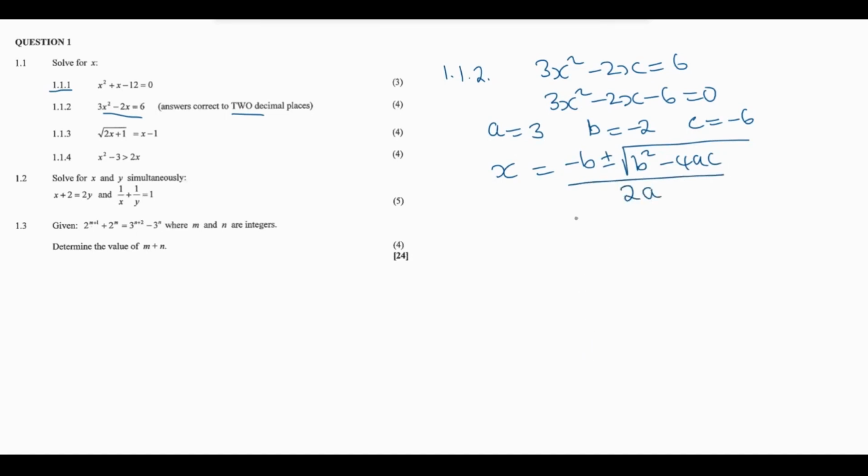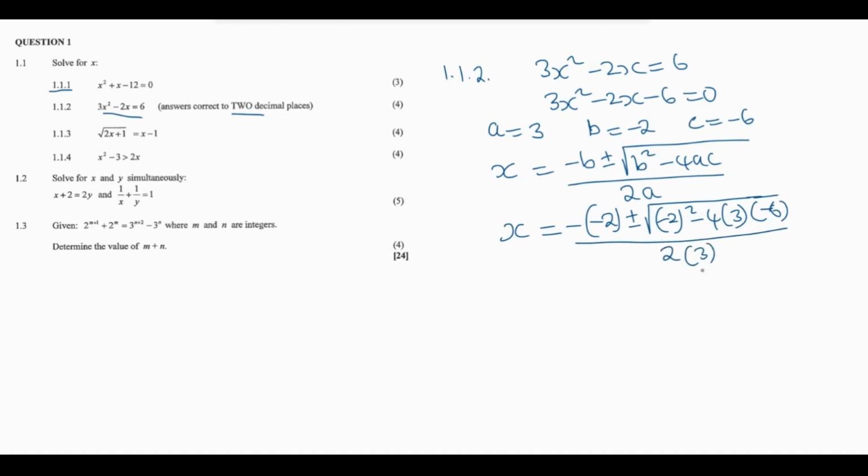Right, and then what do we do? Substitute. x is equal to negative, our b is negative 2, so it's negative negative 2, plus or minus the square root of b squared, negative 2 squared, minus 4, then our a is 3, then our c is negative 6. All over 2 times 3. And then there's no need to do a lot of things here, just use your calculator.